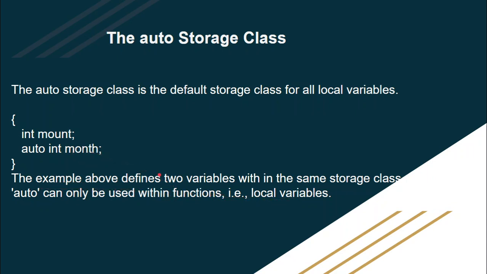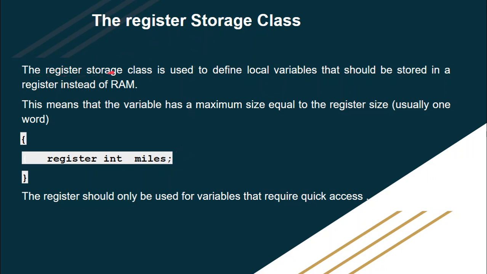Okay, and then next is the register storage class. This storage class is used to define local variables that should be stored in a register instead of RAM. RAM is random access memory. Normally when a program starts executing, it comes to the RAM. But if you want the data to be stored in a register, then you have to mention the register storage class. This means that a variable has a maximum size equal to the register size. A system has some size of register, maybe 32 bits or 16 bits or 8 bits. Only based on that can the register hold the data.